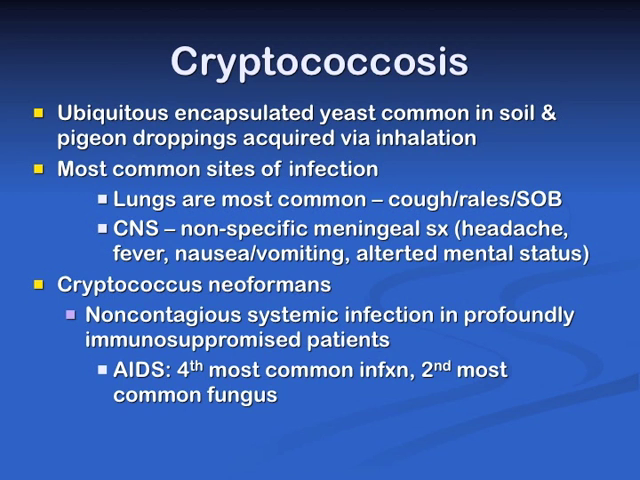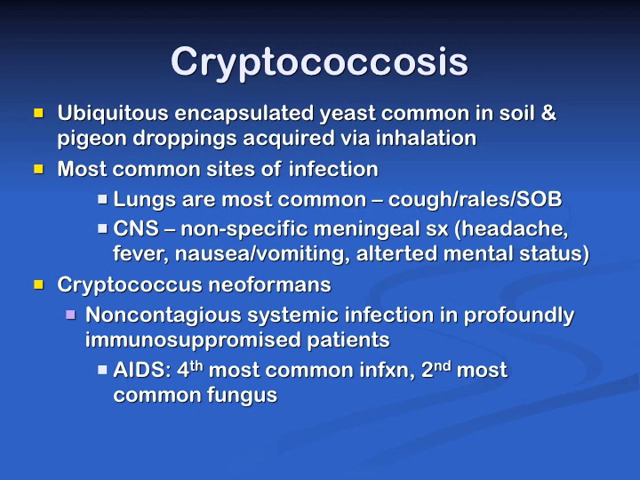Okay, moving on to another yeast. Moving on to Cryptococcus. Cryptococcus is a ubiquitous encapsulated yeast, and it's commonly found in soil and pigeon droppings, and it's acquired via inhalation. The most common sites of infection with Cryptococcus are the lungs, right? The patients can have cough, rales, shortness of breath, but also the CNS. So you can have non-specific meningeal symptoms: headache, fever, nausea, vomiting, and altered mental status.